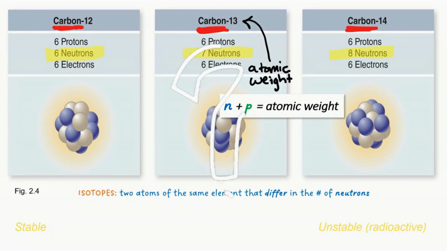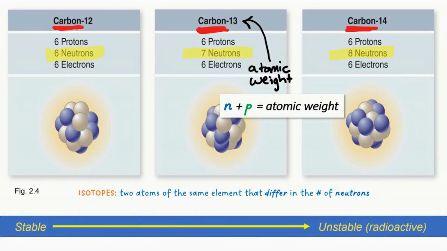So why does this matter? Atoms of the element with more neutrons than protons, so for instance having 7 neutrons and 6 protons, or 8 neutrons and 6 protons, these are unstable. They can break down, and if they lose protons, they would actually change to a different element. This means they are radioactive. And radioactive isotopes decay spontaneously. They lose subatomic particles and energy.